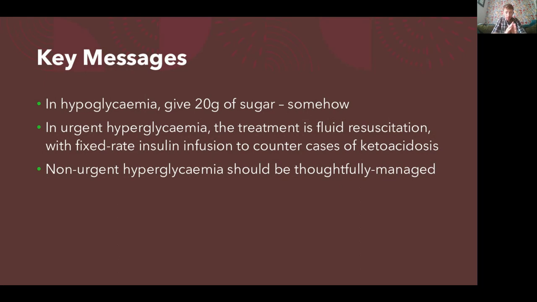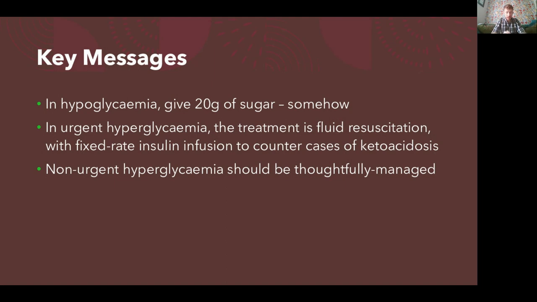hypoglycemia, remember the rule is 20 grams of sugar. Is that 200 mils of 10%? Is that a bit of glucagon? Is it, you know, 20 grams of rapid acting sugar like a glucogel or a glucotab? Get that sugar in them and let the state of the patient decide how you administer it.